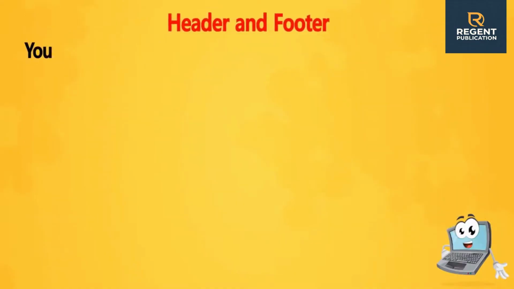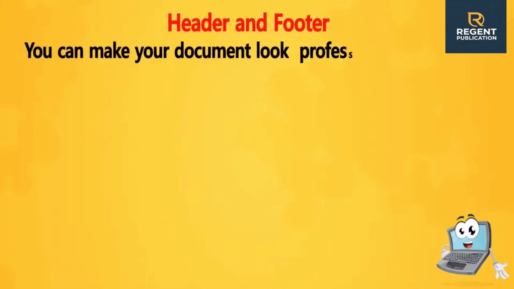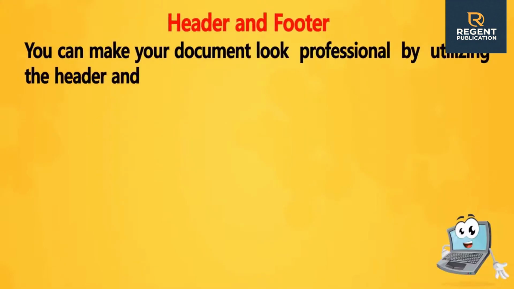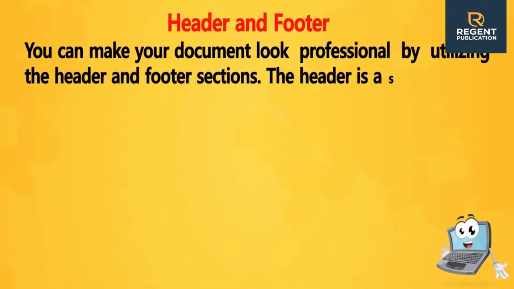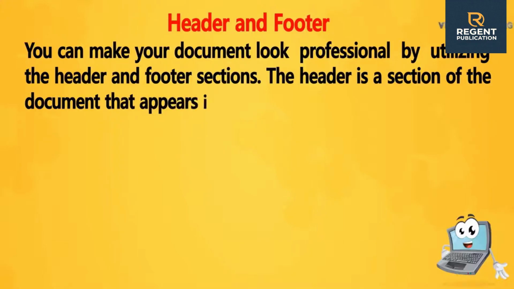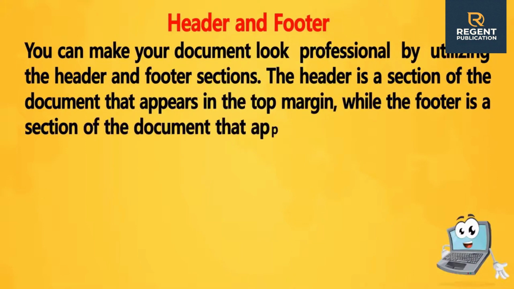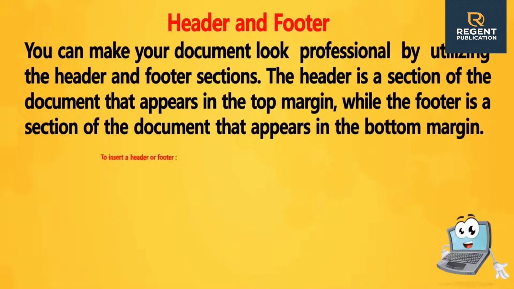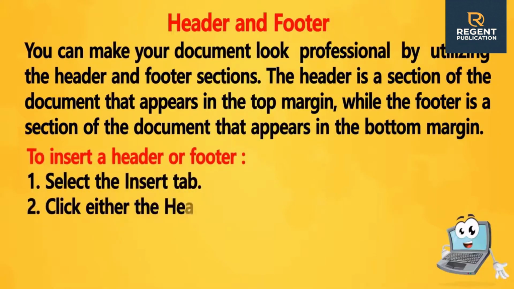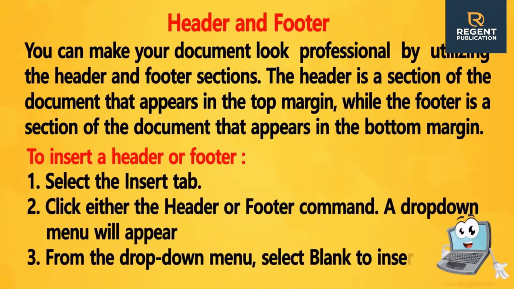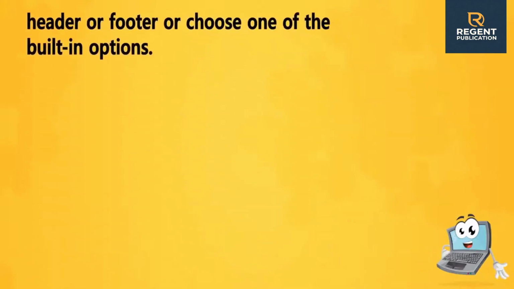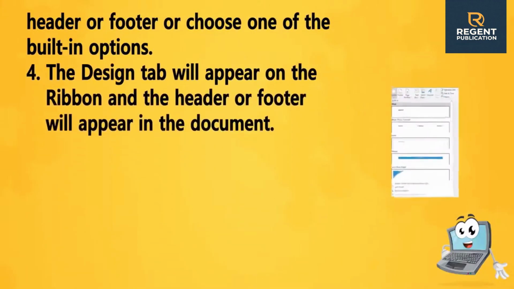Header and footer. You can make your document look professional by utilizing the header and footer sections. The header is a section of the document that appears in the top margin, while the footer is a section of the document that appears in the bottom margin. To insert a header or footer, select the Insert tab. Click either the Header or Footer command. A drop-down menu will appear. From the drop-down menu, select Blank to insert a blank header or footer, or choose one of the built-in options.